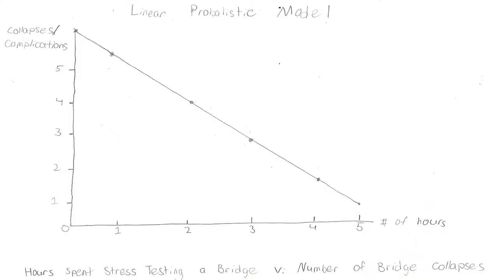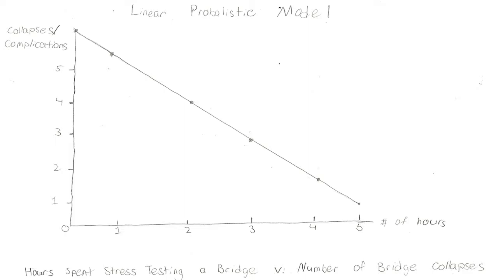This graph shows the relation between the number of hours testing a bridge versus the number of bridge collapses or complications. From this graph, we can see a strong negative correlation, and we can interpret that as the number of hours spent testing increases, the number of bridge collapses decreases. With that in mind, we can then make decisions on how to build more stable structures.